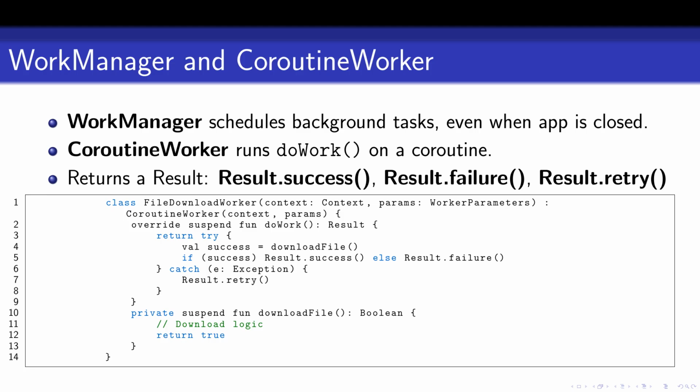Sometimes your app needs to run tasks even after the user navigates away. That's where WorkManager comes in. You create a worker by extending CoroutineWorker and overriding the doWork method. This runs in a background coroutine and can return success, failure, or retry. It's perfect for long-running background operations.